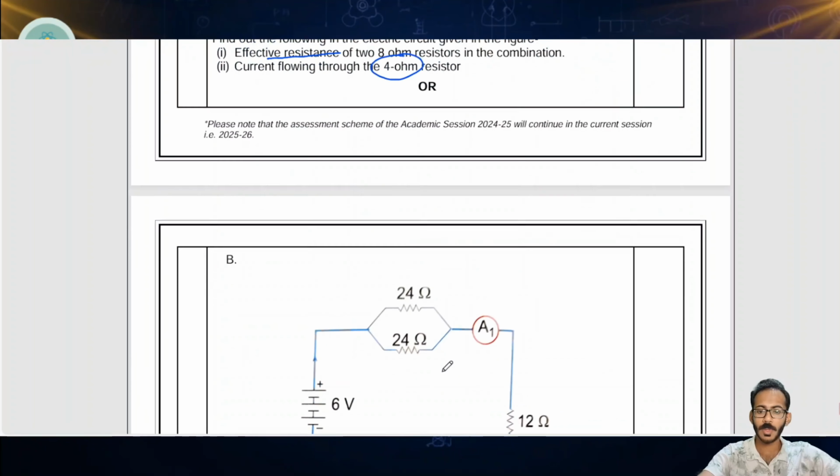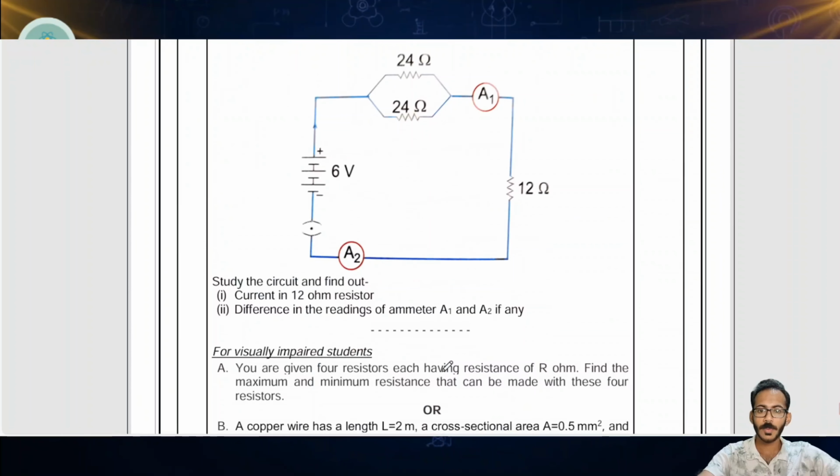So here in the OR question, it's a similar question. Study the circuit and find out the current in 12 ohm resistor. So how much current will be here? Again, this resistor is connected in series with it. So indirectly they are asking us the total current here. So again, as we did earlier, it's 24 and 24. So when we use the equation 1 by Rp is equal to 1 by R1 plus 1 by R2, since both the resistors are of same value, we'll get half value of it. So Rp, R parallel will be 12 ohm.